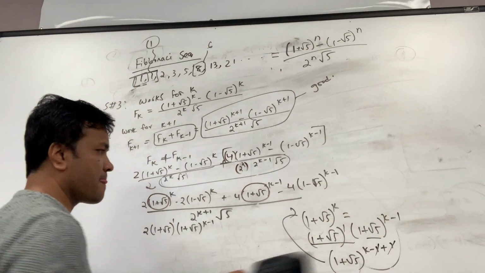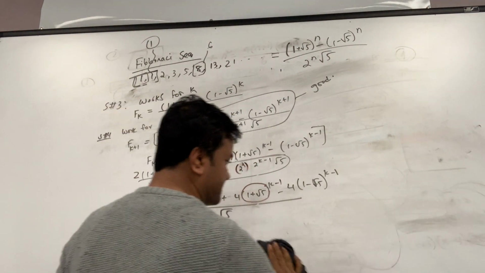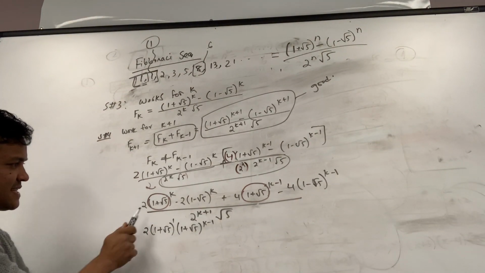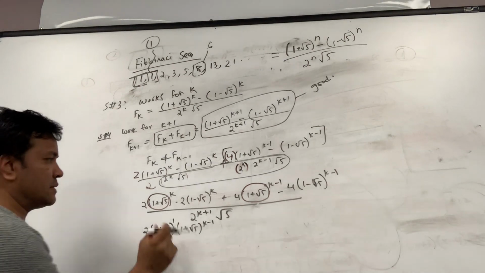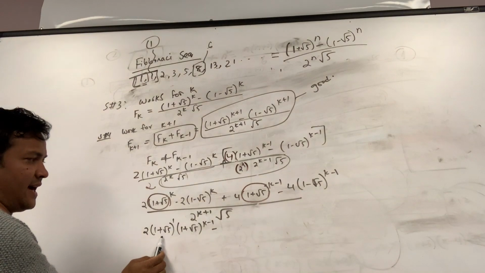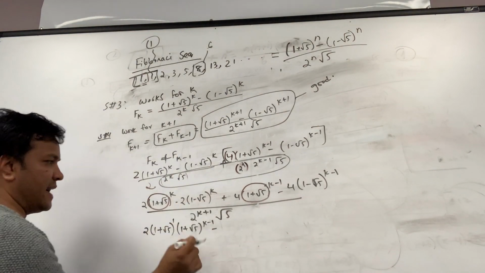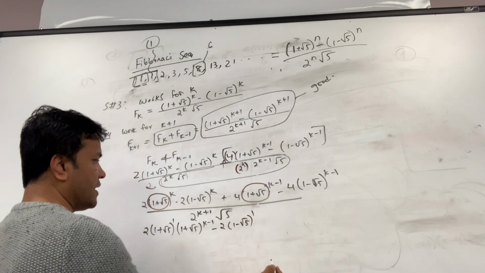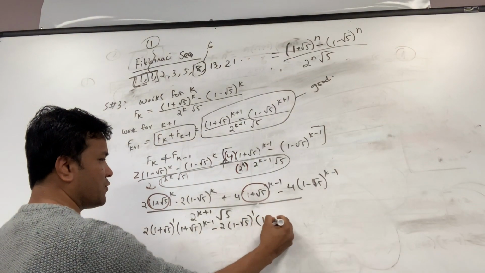Okay. A little bit painful. So this is this, no doubt. Minus. If this one we can do like that, we should be able to do this one like that. 2, 1 minus root 5, 1, and then 1 minus root 5.